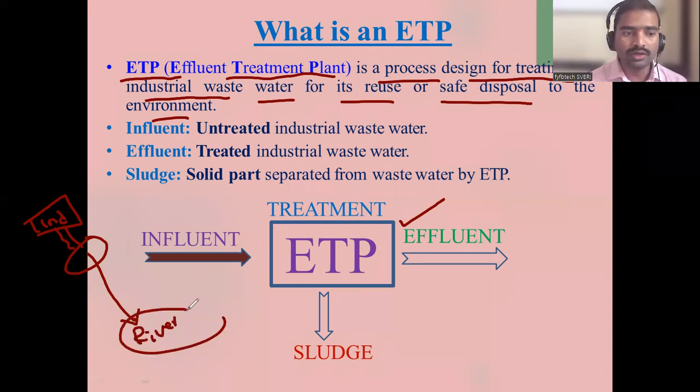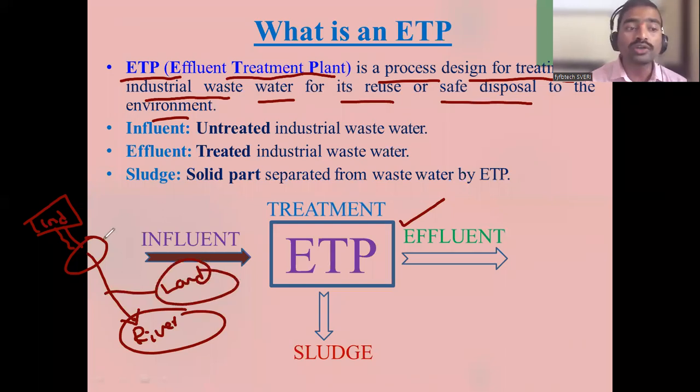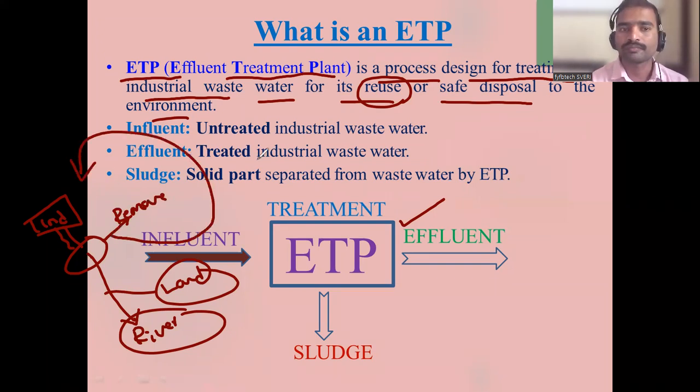Before discharging to the river or land, we have to treat this, meaning the harmful components are removed through the ETP. The process is designed for treating industrial wastewater for its reuse. We can reuse this wastewater. Whatever wastewater is generated, we can remove the harmful components, and the water is recycled, reused, or safely disposed to the environment.